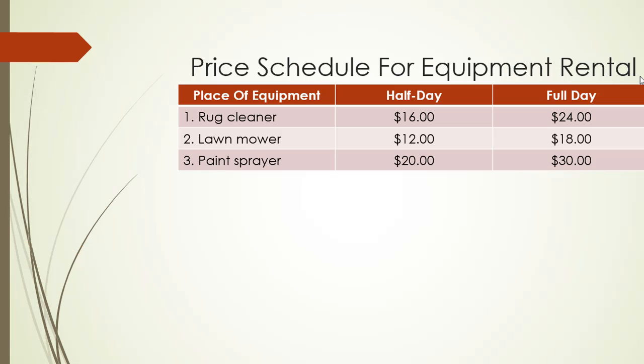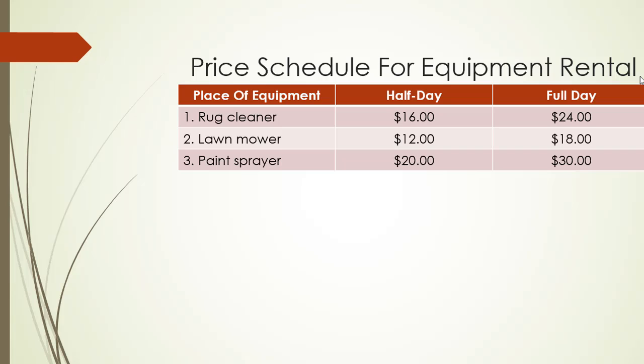The company sells 3 products: rug cleaner, lawnmower and paint sprayer, and rents the equipment for half a day or full day. Half a day costs $16, $12 or $20 respectively, and full day costs $24, $18 and $30. And if you notice, the full day costs 50% more than the half day. So if half a day for lawnmower costs $12, then full day costs 50% more. So 12 plus 6 equals 18.